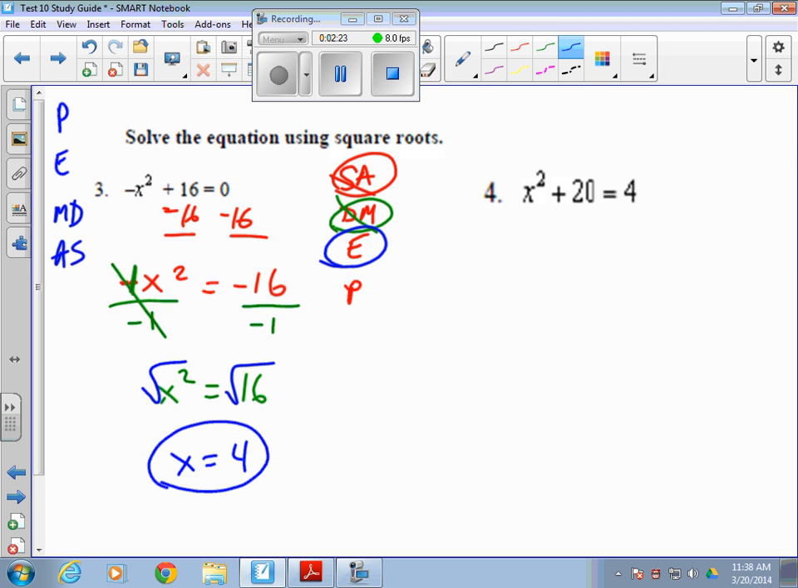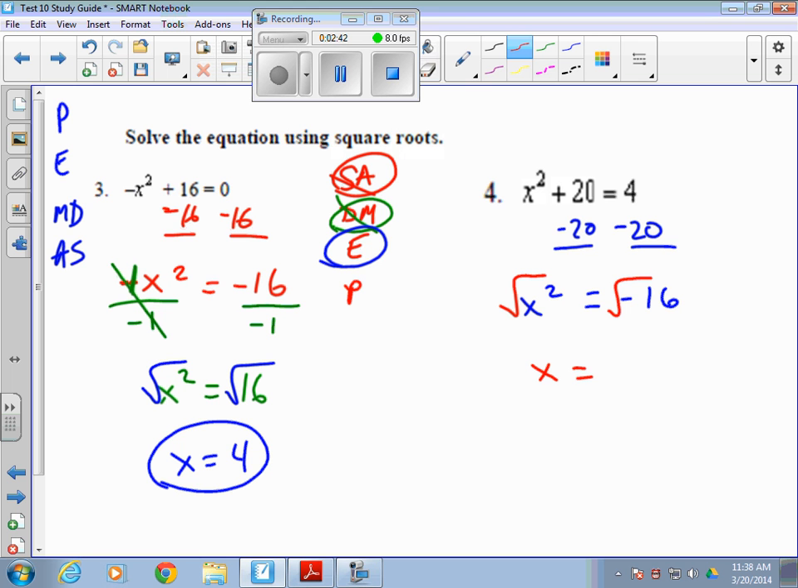x squared plus 20 equals 4. Get rid of the plus 20 to start. Do the same here, minus 20. x squared equals negative 16. So take the square root of x squared in order to get x by itself, and the square root of negative 16.